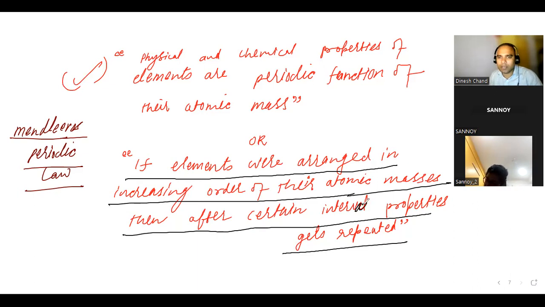Interval means after a certain time. Interval means time. Properties get repeated. What do you mean by this?